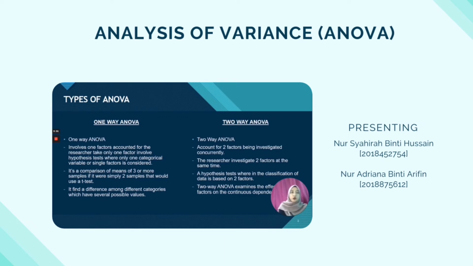Okay, two-way ANOVA accounts for two factors being investigated. The researchers investigate two factors at the same time. It is a hypothesis test where the classification of data is based on two factors. Two-way ANOVA examines the effect of two factors on the continuous dependent variable.